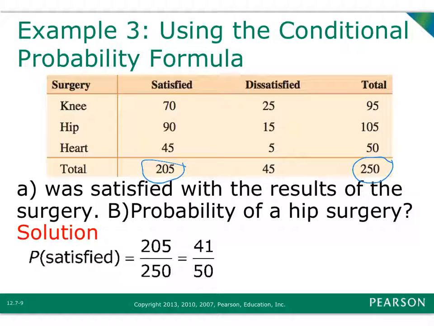Part B says, what is the probability of a hip surgery? Well, the probability of hip is equal to 105 divided by 250. Is that what you got? Well, that's the answer, right? And you can reduce this if you wish to do so. The idea here is the total number of hip surgeries was 105 out of the 250 patients.